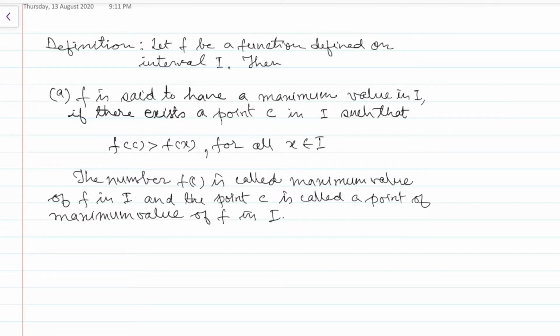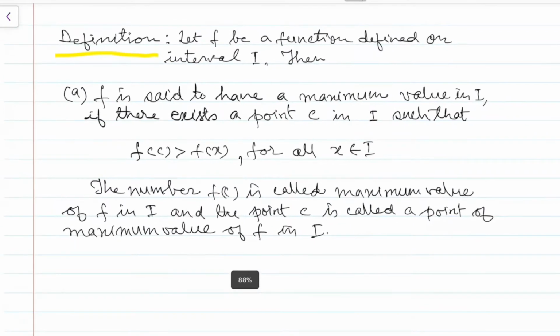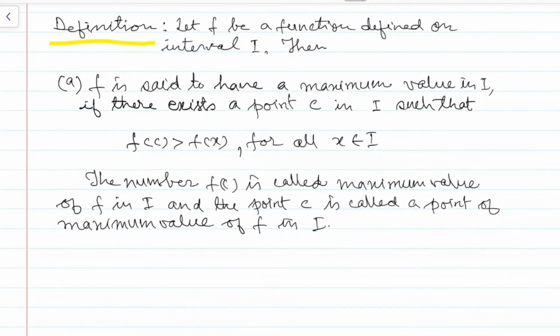At first, we'll take this definition. It states, let f be a function defined on interval I, then f is said to have maximum value in I if there exists a point c in I such that f(c) is greater than f(x) for all x belonging to that interval. The number f(c) is called the maximum value of f in I, and the point c is called the point of maximum value of f in I.